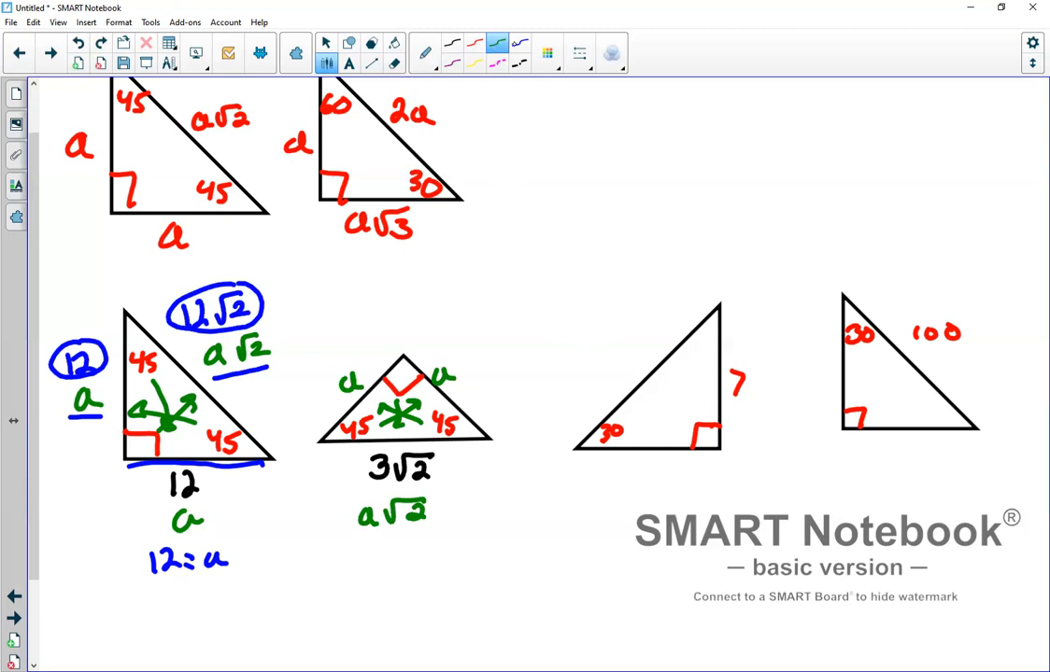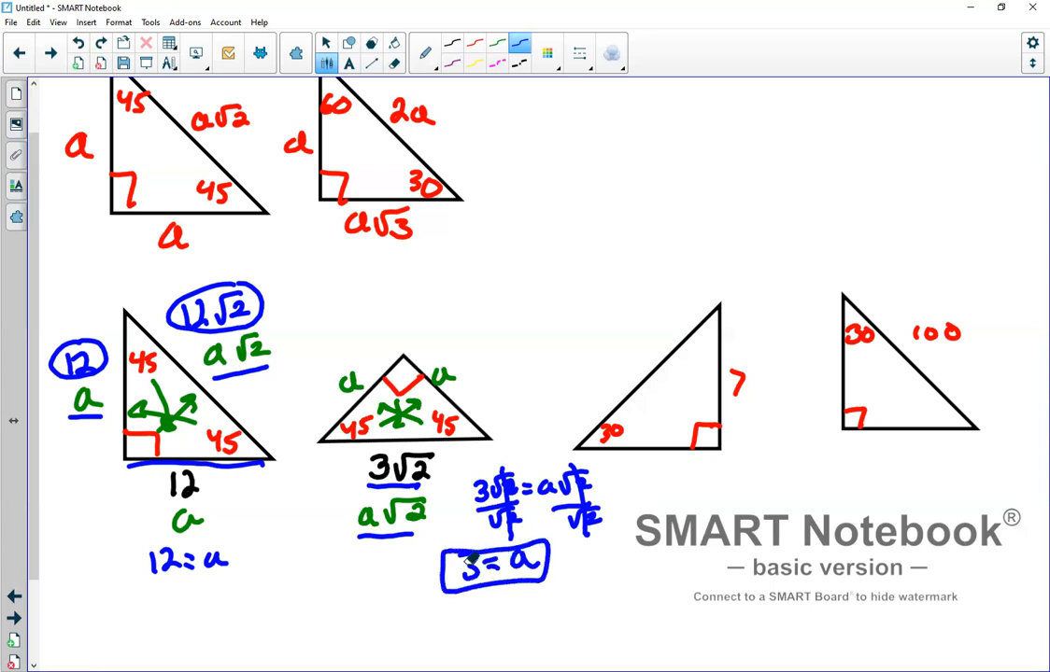So in this one, we have 3 root 2 equals A root 2. I'm going to write it like this: 3 root 2 equals A root 2. Hopefully it's obvious what the A is going to be. But if it's not, what you could technically do is divide both sides by root 2, and we cross out the root 2's. So what's left over? 3 equals A. So your answer for that one is 3 equals A.